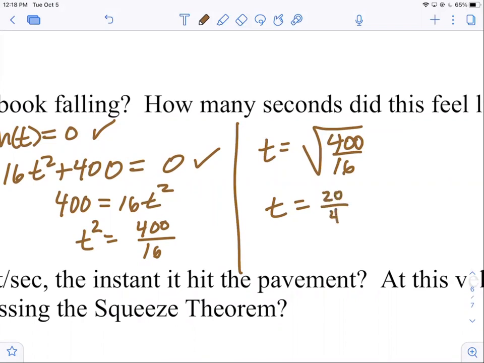And you could have divided first, but I didn't know what 400 divided by 16 was. 20 divided by 4 is 5. So I guess 400 divided by 16 was 25. Who knew? I didn't. Now I do.